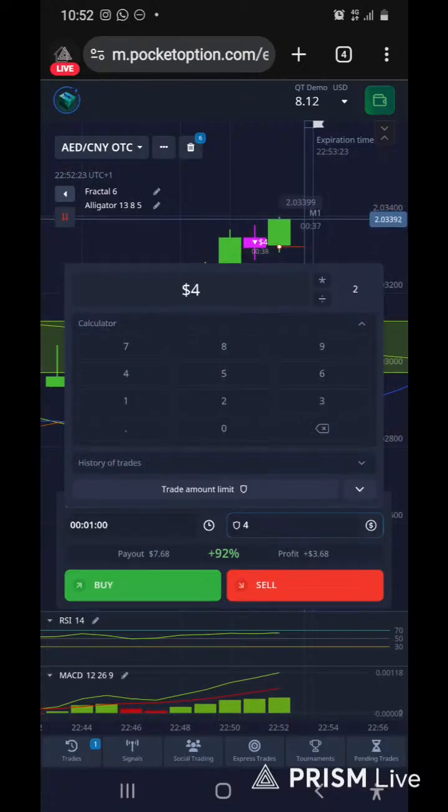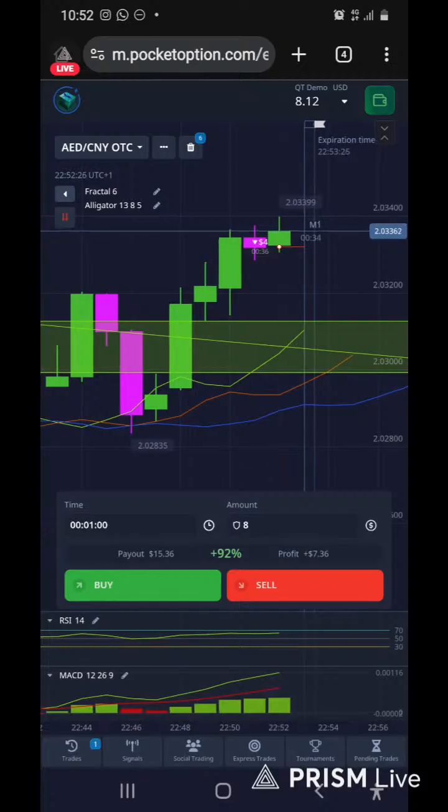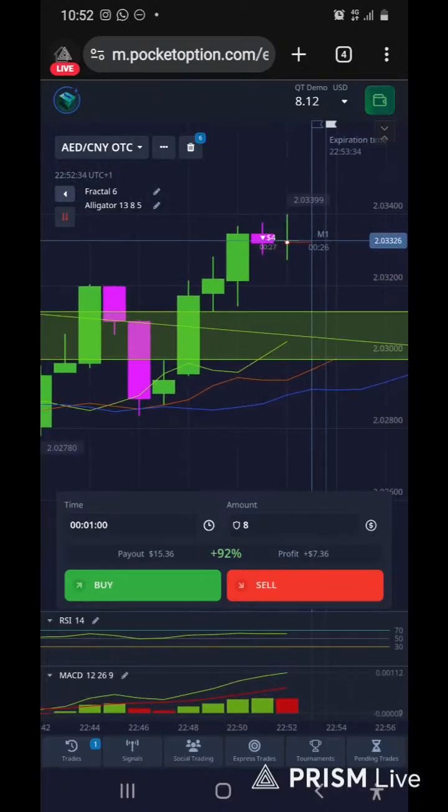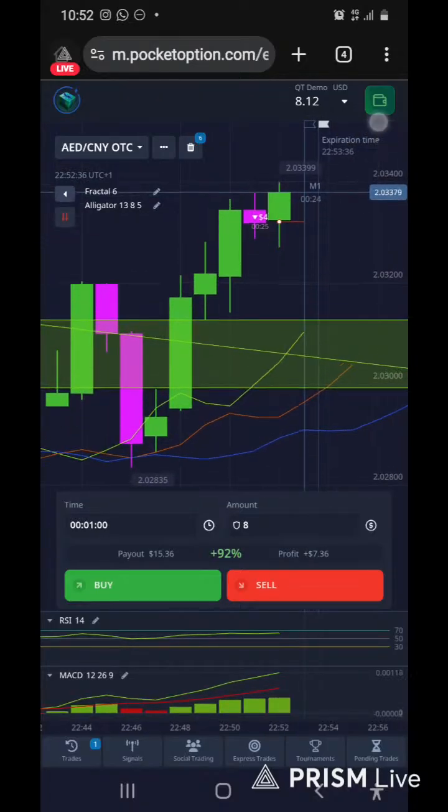So my next trade will be $8, that is if I lose this one. You see, I'm telling you it will come back and tap this fair value gap. If it taps the fair value gap, I'll buy. But if it ignores it and keeps going higher, I'll go to another currency pair.